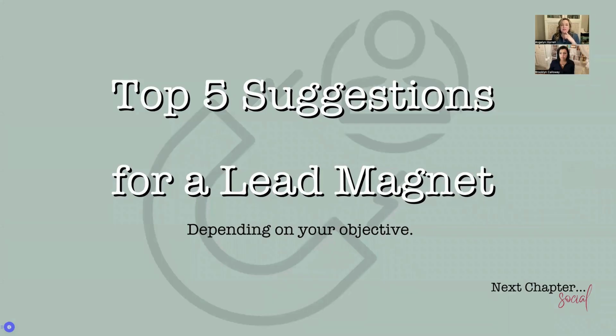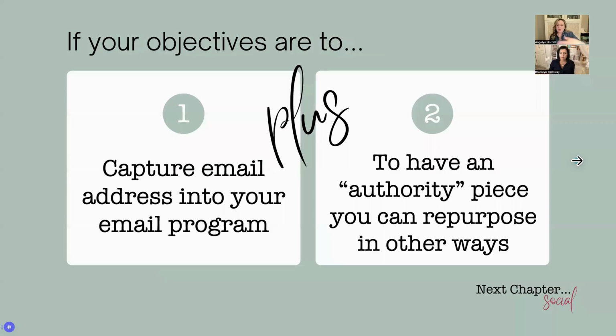Here's our top 5 suggestions. Now there's a million different options. So we've narrowed it down to our top 5 suggestions. I would love for you to pick one of these 5 just because I think they're the simplest. And we're going to help walk you through this. So let's talk about your objective first. If you want to give and get, capture your email address into your email program and have an authority piece that you can repurpose in other ways.